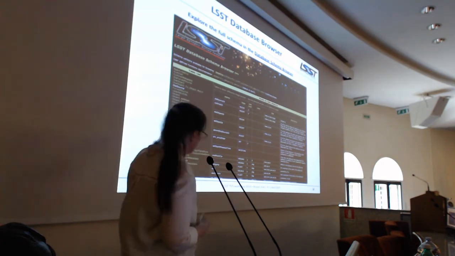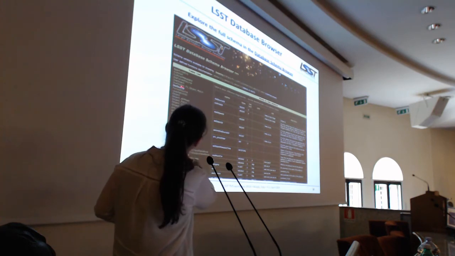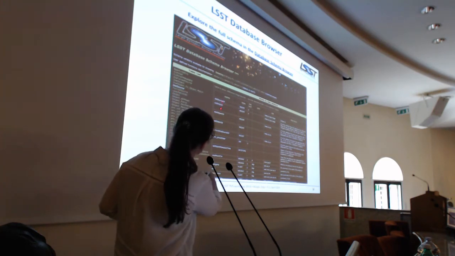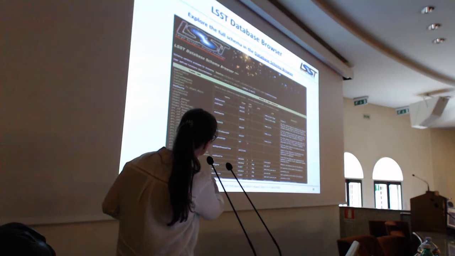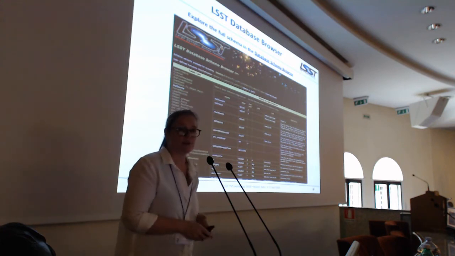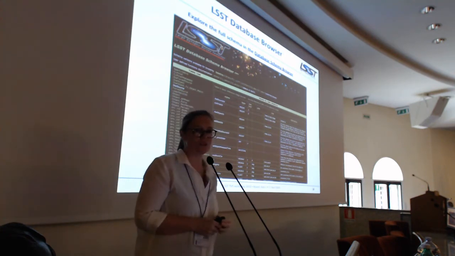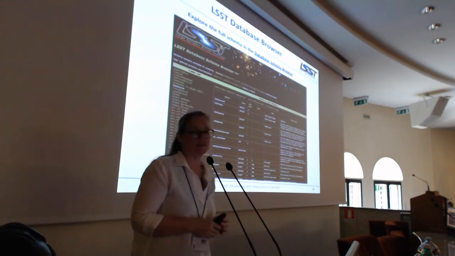So here, for example, I have the difference image analysis source that we were just talking about. You see it has a source ID, it's associated with an object ID, a solar system object ID, etc. And there are many, many more parameters there. So if you want to really delve deep into what's in the data products, go and have a look at the LSST schema browser.